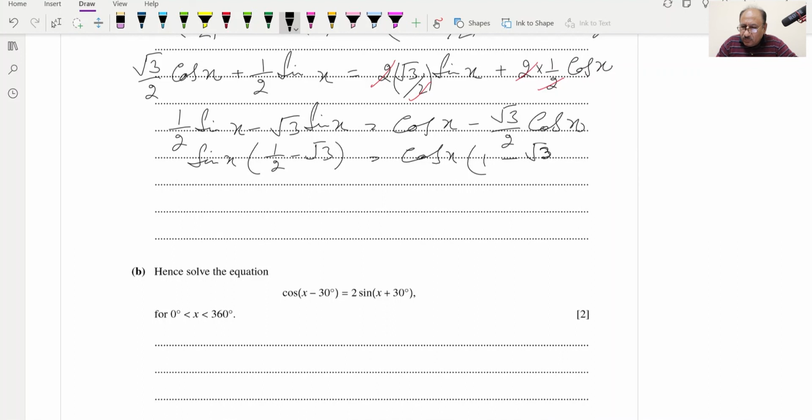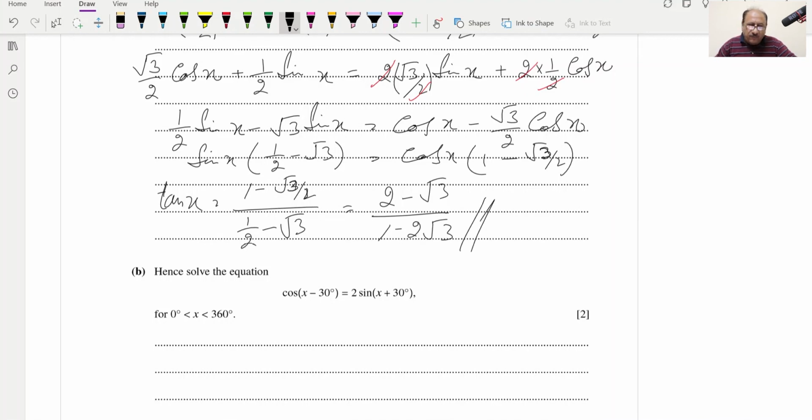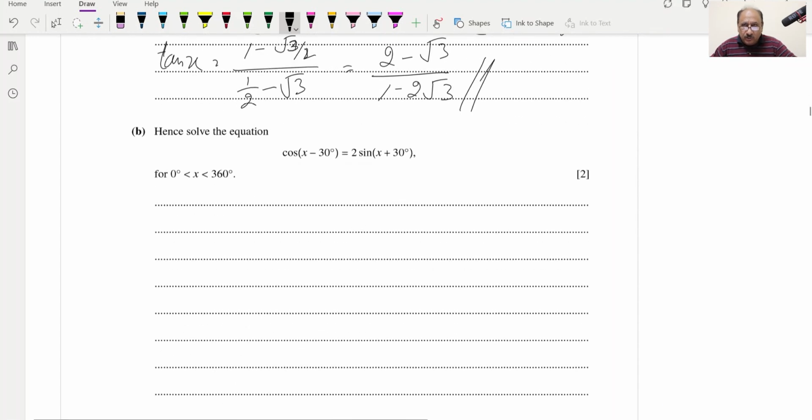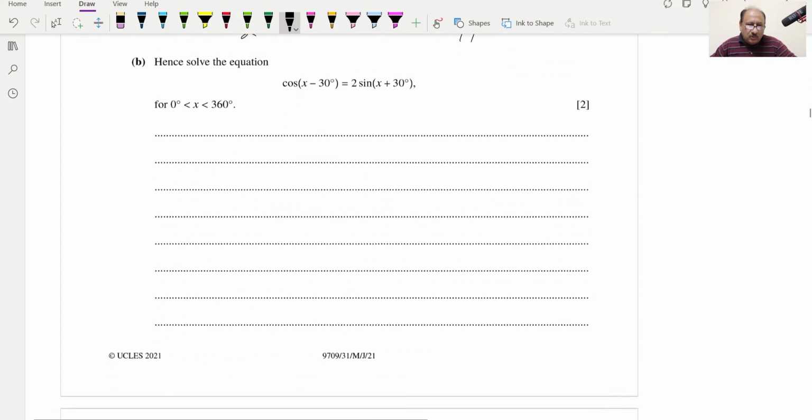We can shift cos x to this side, so it will be tan x is equal to 1 minus under root 3 over 2, over 1 by 2 minus under root 3, and this can be simplified. This will be 2 minus under root 3 over 1 minus 2 under root 3, and this will be our final answer for this part. Hopefully you understood this. Now hence solve the equation.